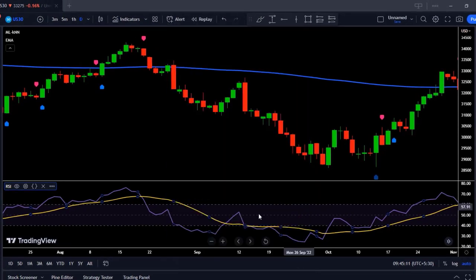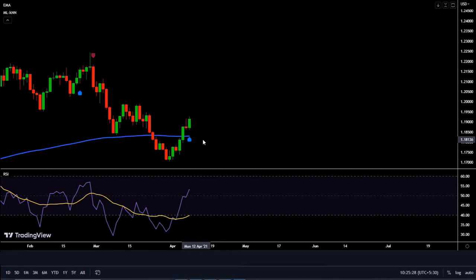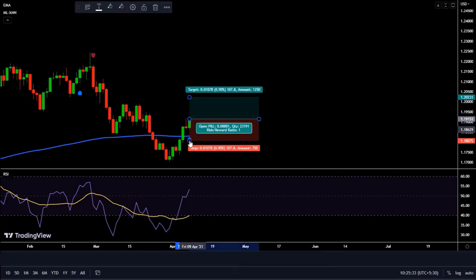The setup is complete. Now, let's move on to the entry conditions. For a long trade, the following must be met. First, the price must be closed above the 200 EMA. Second, the machine learning strategy must then print a blue label. Lastly, the RSI oversold sign must be seen prior to the buy signal. As soon as these conditions are met, you can open a long trade.